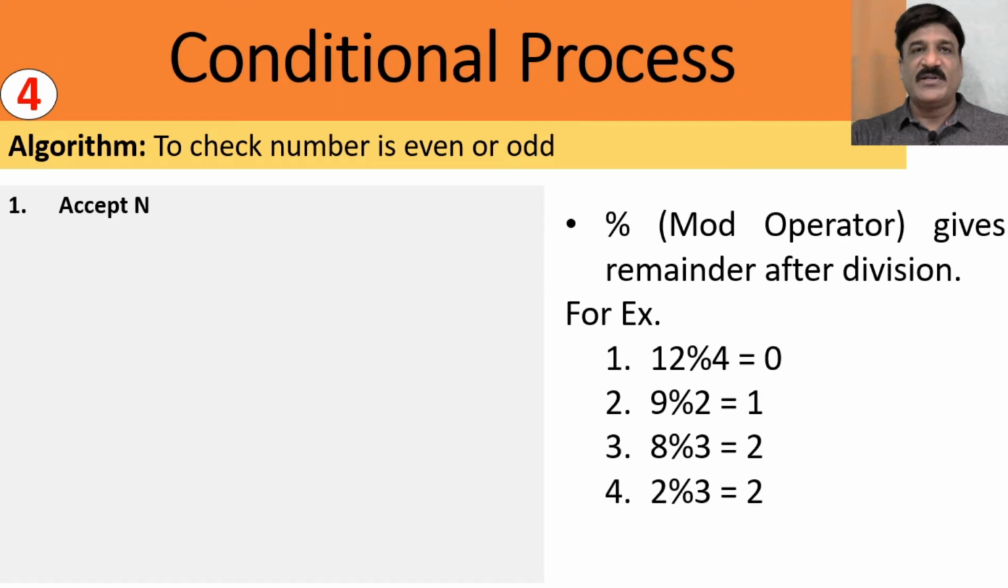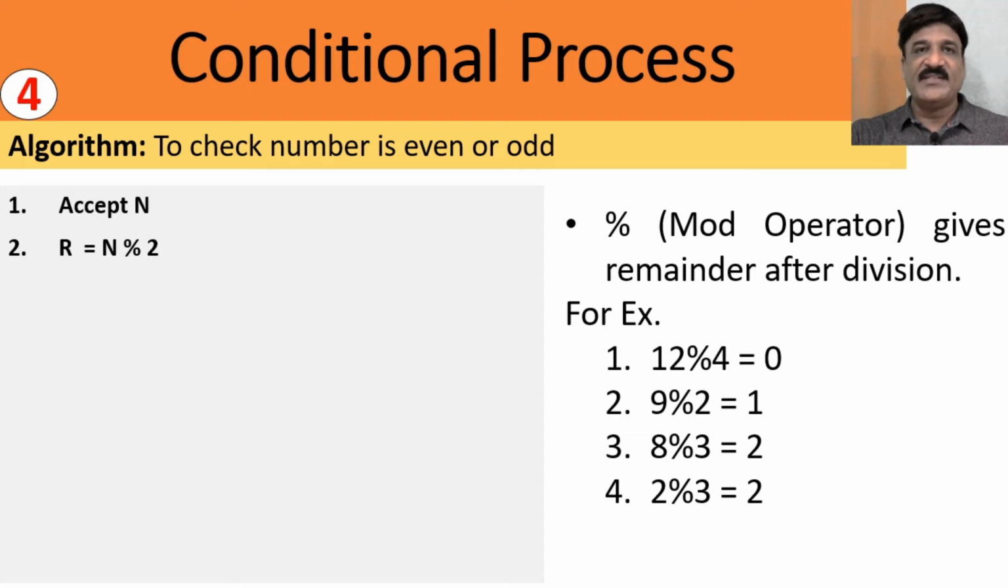Then 2 mod 3, okay? Since the numerator is smaller than the denominator, the result is what? The numerator itself. It means now what you need to do? You need to divide the number that you have accepted by 2 and check whether the remainder is 0 or not. So divide the number by 2, and the result will be stored in R. That is your remainder.